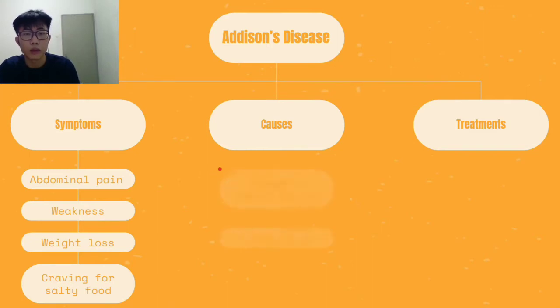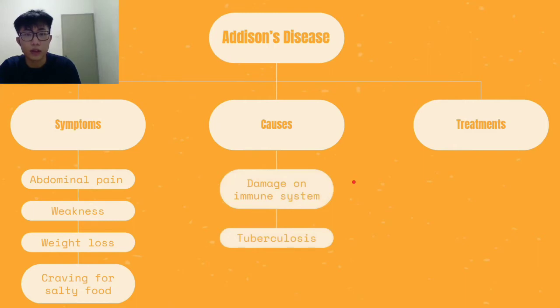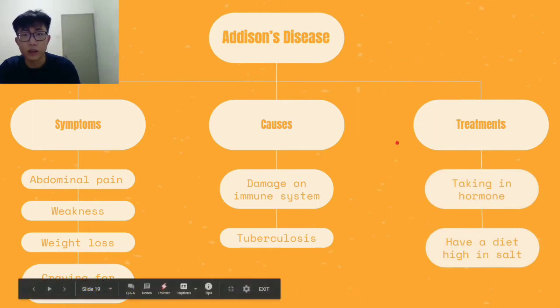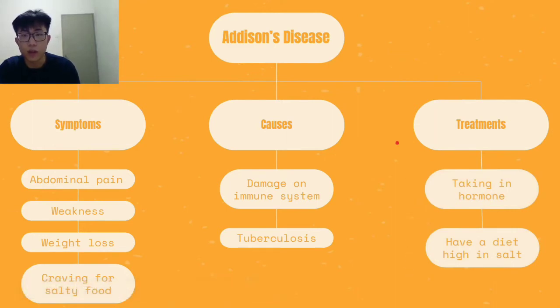The causes of Addison disease include damage to the immune system. This happens when there is an error in your immune system and it attacks the adrenal gland. So the damage to your adrenal gland will cause Addison's disease. The next cause is having chronic diseases such as tuberculosis. The treatment for Addison disease is basically taking hormone to replenish the lost hormone in your body. To increase the efficiency of the treatment, the patient can have a diet high in salt, as Addison disease will cause a drop in your sodium level.